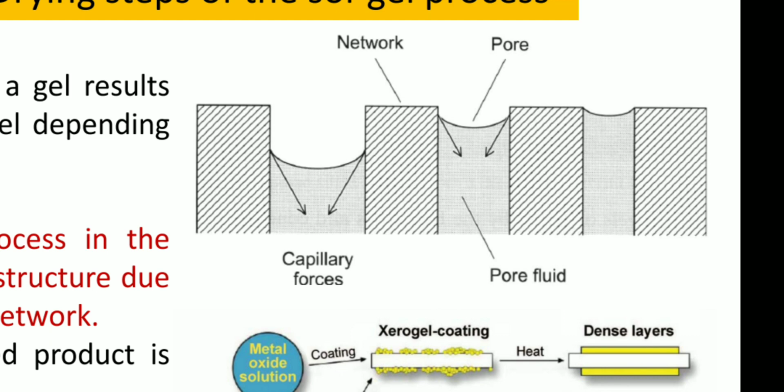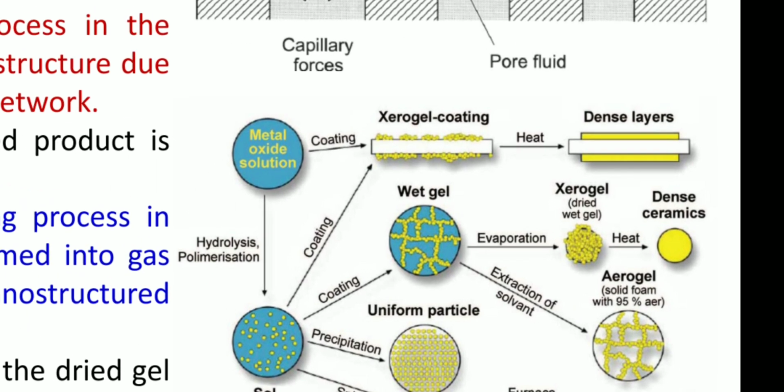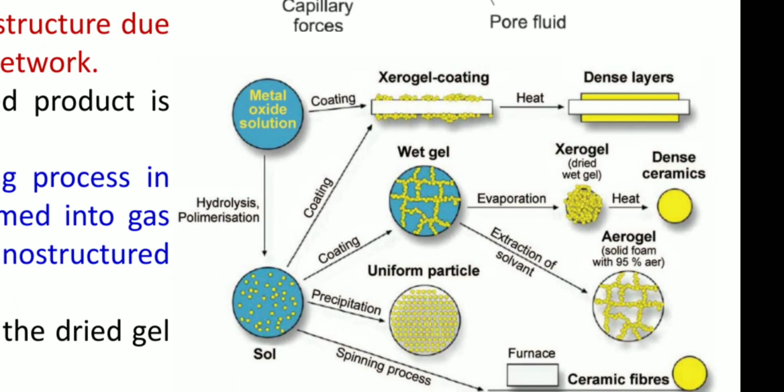If you don't allow enough time, and you rapidly take out all the liquid, then these forces get imbalanced and they finally crack the network. If they crack the network, what you are getting is xerogel. Further, if you heat it and press it in the form of a dense ceramic, what you are finally getting is just a powder, and nothing else. So what you're getting is nanoparticles.